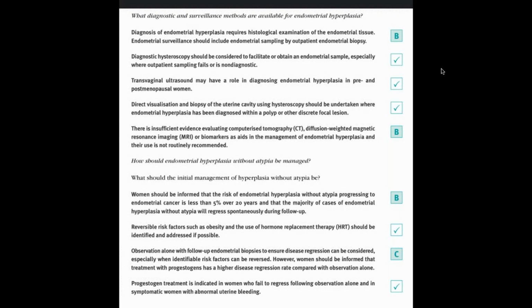Progesterone treatment is indicated in women who fail to regress following observation alone and in symptomatic women with abnormal uterine bleeding. Now, they've mentioned an indication for when you would not prefer observing the patient without giving her any treatment and just following her up. That's if she has abnormal uterine bleeding. So in our case, this patient does have menorrhagia. So in that case, you're going to prefer management over just observation alone. Okay?